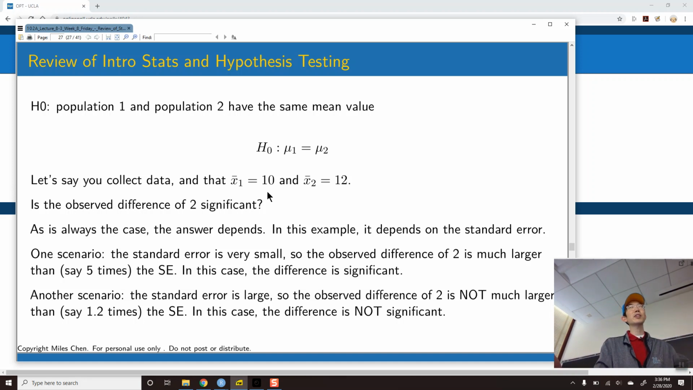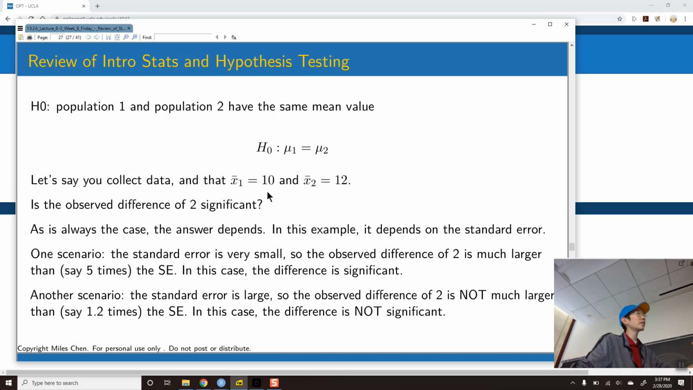What does our sampling distribution look like, and how much standard error exists in the sampling distribution? One scenario is that the standard error is very small. So the observed difference of 2 may be like 5 times bigger than the standard error. In that case, this difference of 2 is significant.